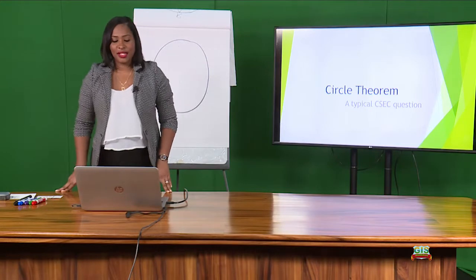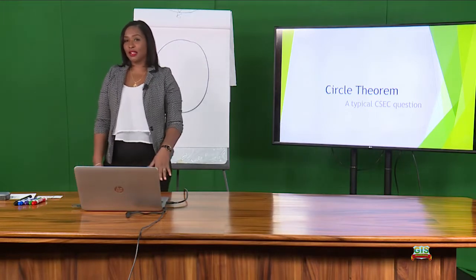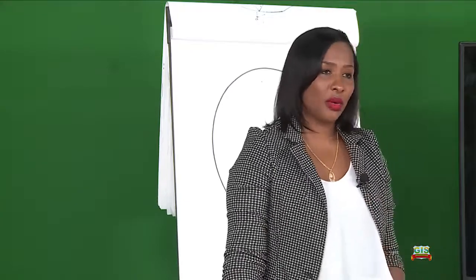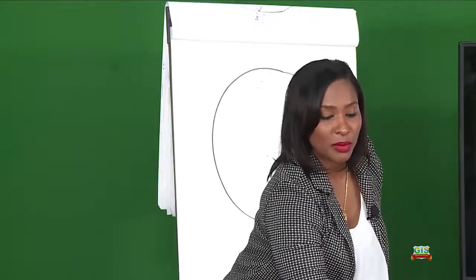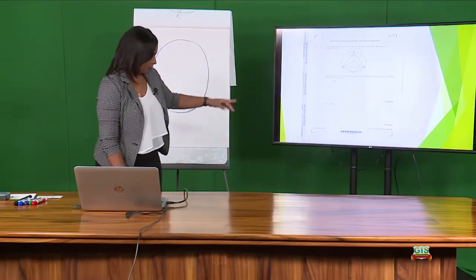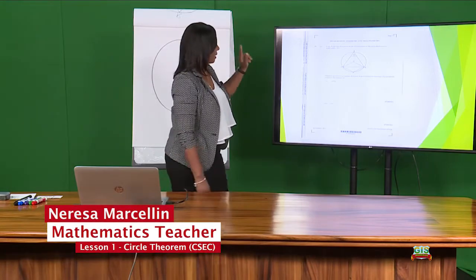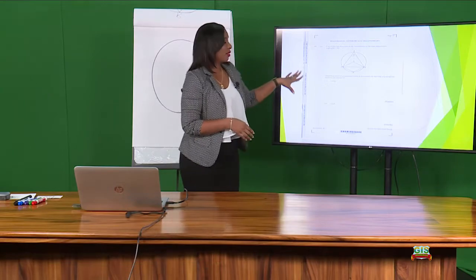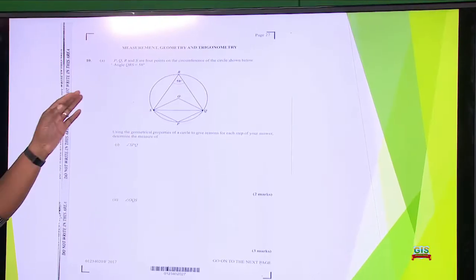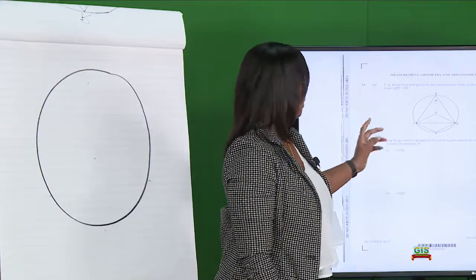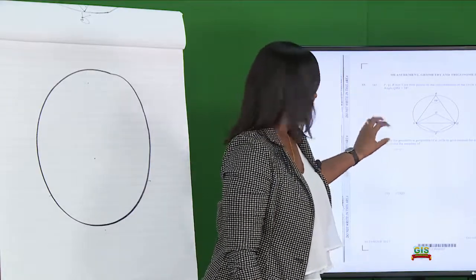Hi guys, today we are going to be looking at circle theorem, and we're going to be looking at a typical CSEC question. I know for many of you this is a sore spot, so we will start with a typical CSEC question, the number 10 question on the CSEC 2017 paper, circle theorem. For many of you, once you see this, you just move right along, but not after today. Hopefully you will be able to target one of these questions a little better.